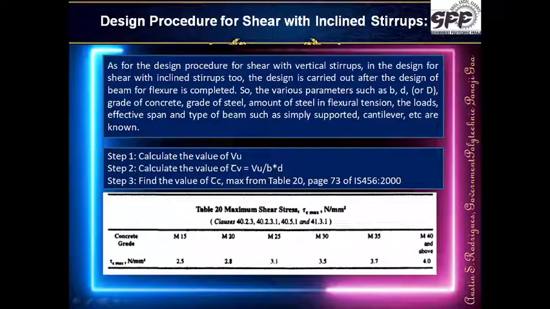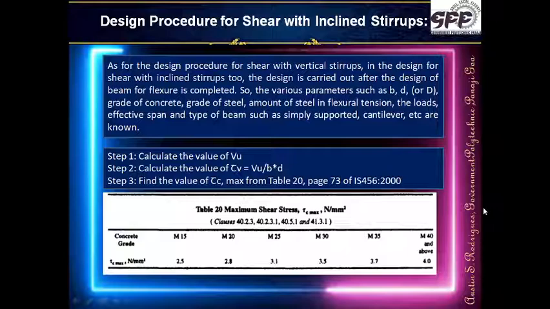And today we will start with the design procedure for shear with inclined stirrups. Now, inclined stirrups, as we have already discussed, are slightly different from the vertical stirrups, wherein inclined stirrups have an inclination with the longitudinal axis. They are inclined, they don't stand vertically. Normally this inclination is kept around 45 degrees.